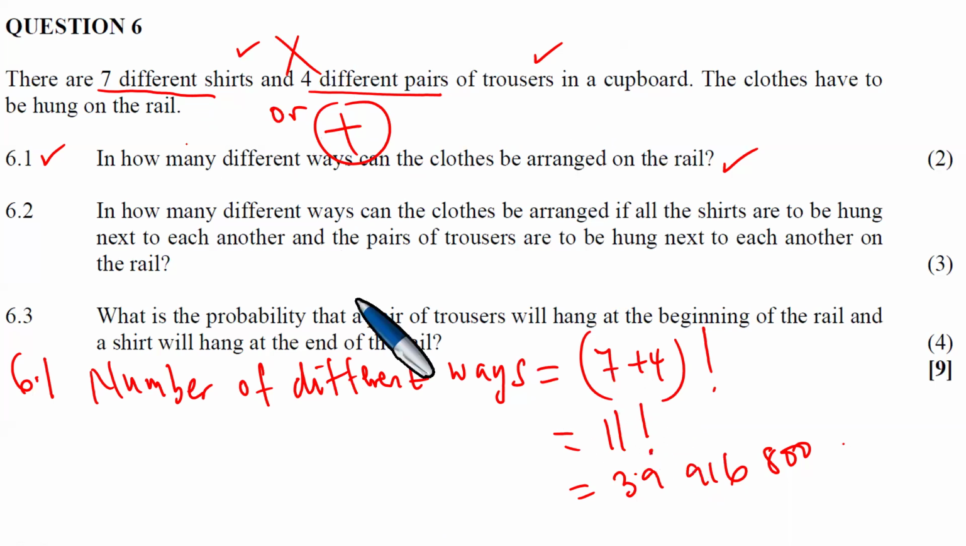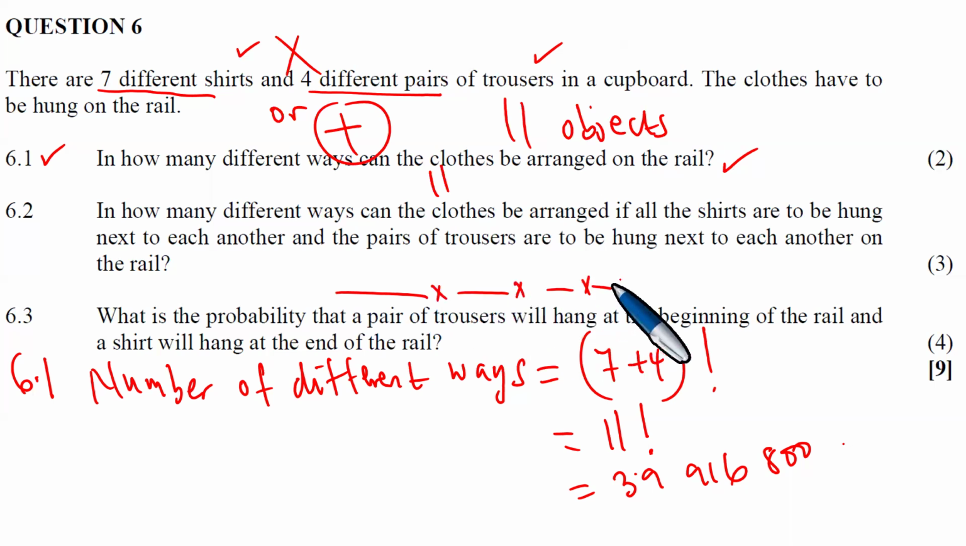But in principle, all these things are different, so you are dealing with 11 objects. That's what is happening here. You are dealing with 11 objects, and the first object can be put, so you are doing this like we're doing. You are just putting the 7 and 4 here.